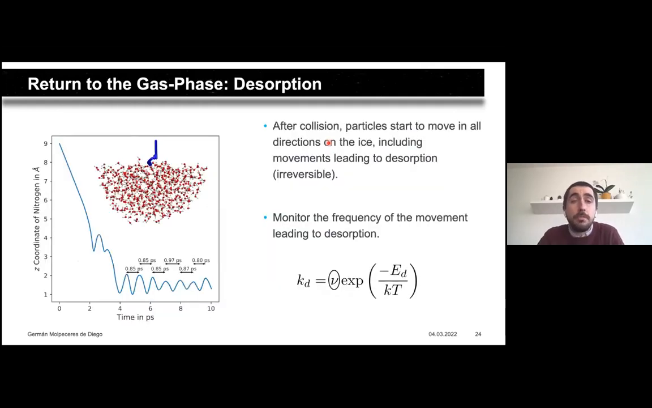Once we know the outcome of the first moments after a collision, sticking or bouncing, it is time for the molecule, or the atom in this case, to start moving on the surface freely, including, of course, the movement that leads to desorption. This is called desorption, and it takes place over a long time, after the atom or the molecule is thermalized on the surface. To obtain the time it will take for the molecule to return to the gas, we can monitor how frequently the molecule or the atom tries to return to the gas.